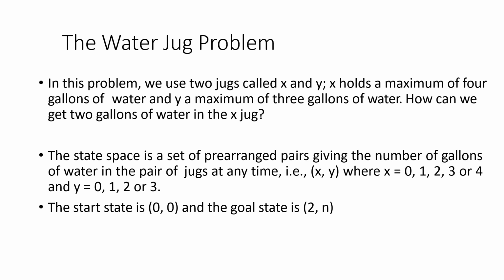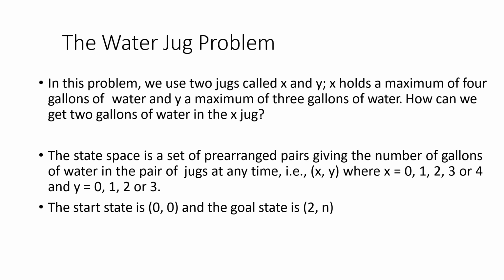So in this problem, we are imagining we have a 4-gallon jug and a 3-gallon jug. We need exactly 2 gallons of water in either the 4-gallon jug or the 3-gallon jug. So, how do you measure it without any measuring device? In this problem, we have two jugs, we can call them X and Y. X holds a maximum of 4 gallons of water and Y holds a maximum of 3 gallons of water.